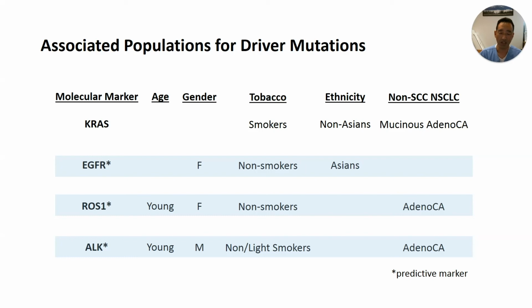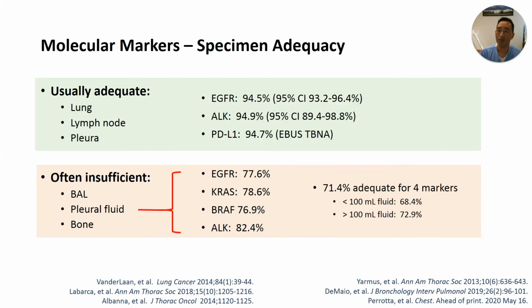If you find them and they have squamous cell carcinoma, you may still consider sending off broad profile testing for driver mutations. So how well do we do with detecting these driver mutations? The upper box in green shows you that patients who have lung biopsies, lymph node biopsies, or pleural biopsies, not pleural fluid, but pleural biopsies, traditionally have very high sensitivity for molecular marker testing, such as EGFR and ALK and PD-L1. Where we've often had difficulty are specimens that have lower cellularity, so things like BALs or pleural fluid.